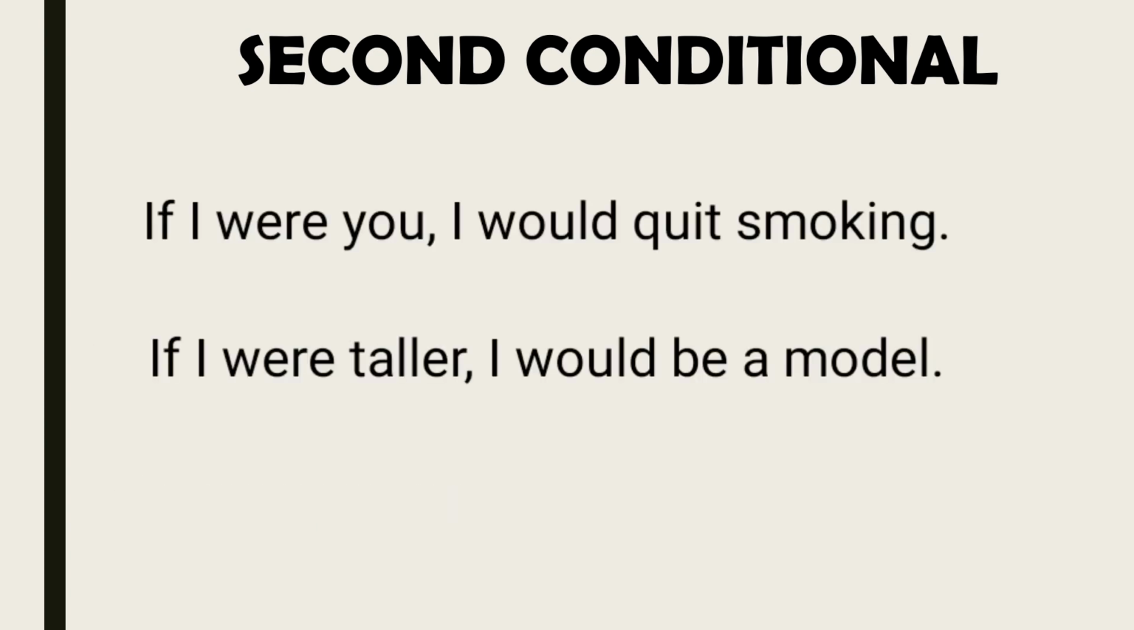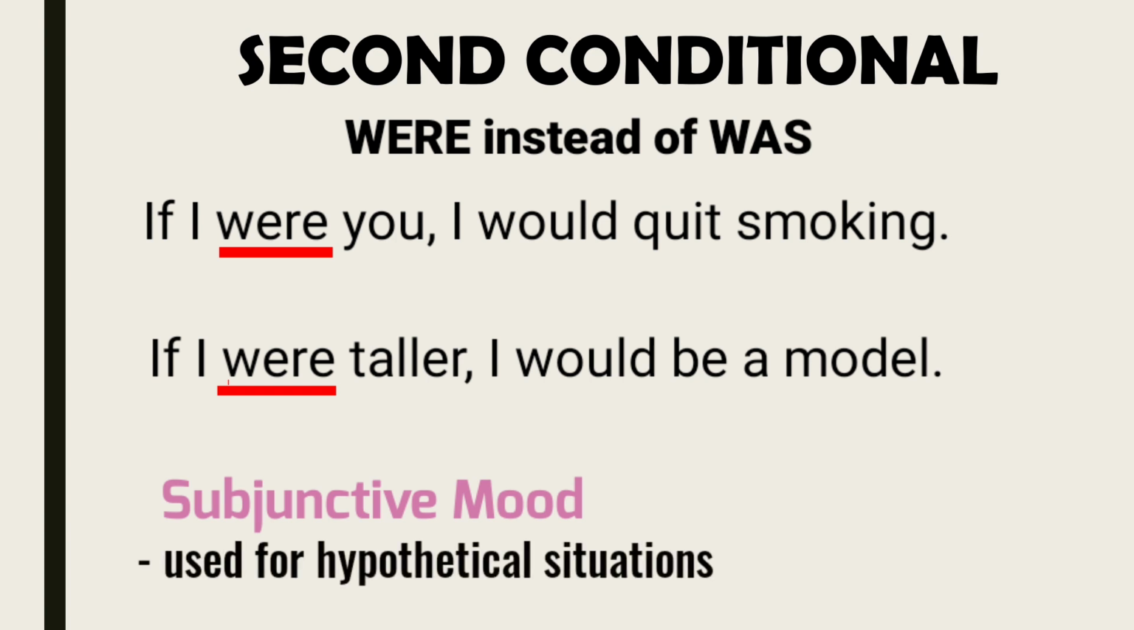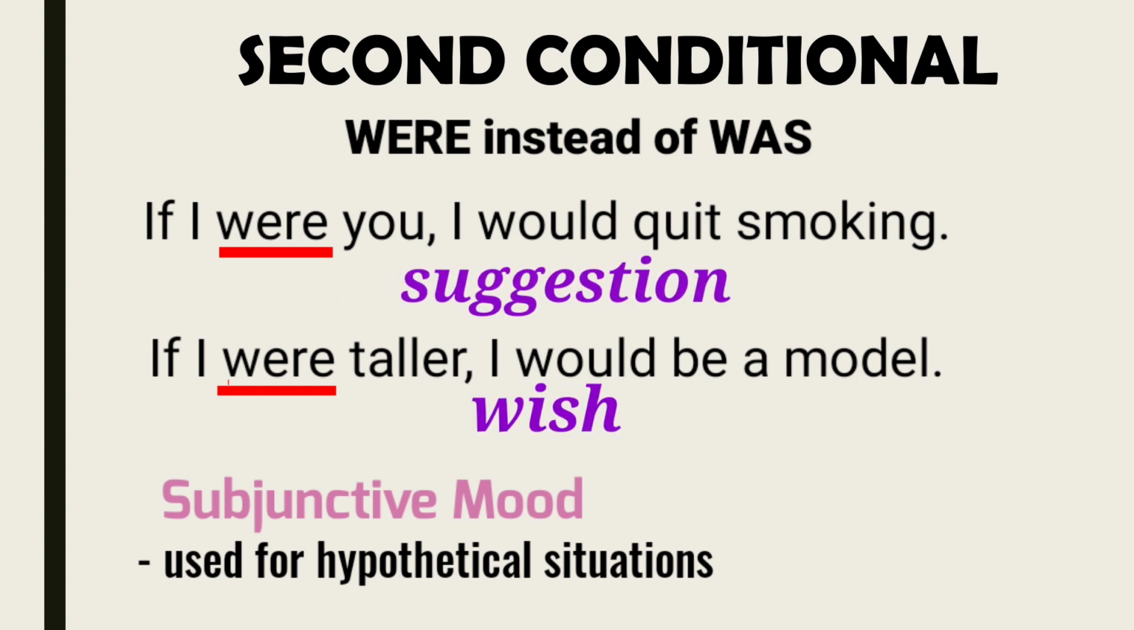You may notice that in the second conditional, we use were instead of was, like in these two sentences. If I were you, I would quit smoking. If I were taller, I would be a model. The reason we use were instead of was is because the sentences are in subjunctive mood, which is used for hypothetical situations. A subjunctive mood expresses a wish, a demand, or a suggestion.